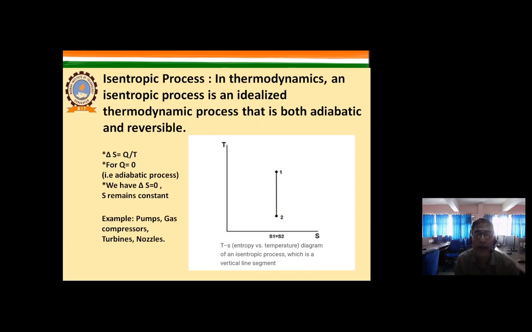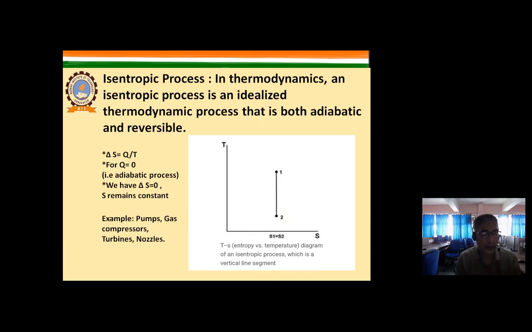In the TS diagram, you can also see S1 is equal to S2. The diagram of an isentropic process is a vertical line segment. Examples of isentropic processes are pumps, gas compressors, turbines, and nozzles.